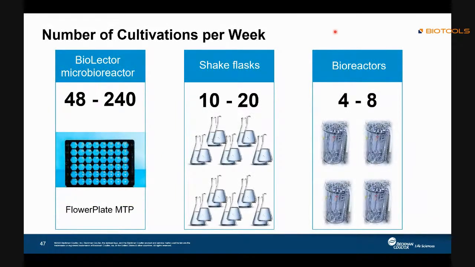So just think that before we do the scale up, we are doing the checking and the formulations, and compared to the cultivations you do per week, our instrument can help you with only one plate. You can already do 48. And if you do more cultivations, it can be up to 240 times the reactions, so compared to the shake flask and bioreactor, we are much more superior.